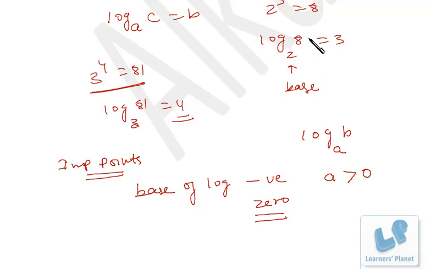Next thing, this value, that is this index, cannot be negative either. So logarithm is defined only for positive values. That means, suppose we have log a to the base b, so a should be greater than 0. It should not be negative, neither 0 nor negative.